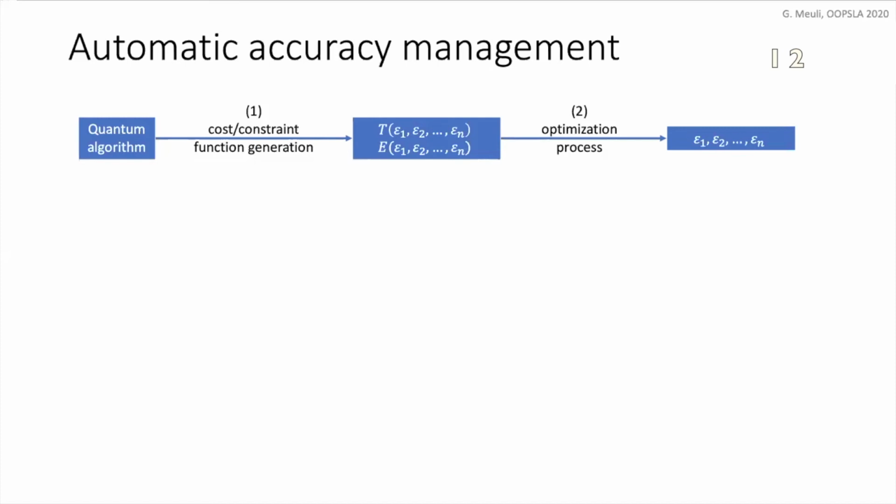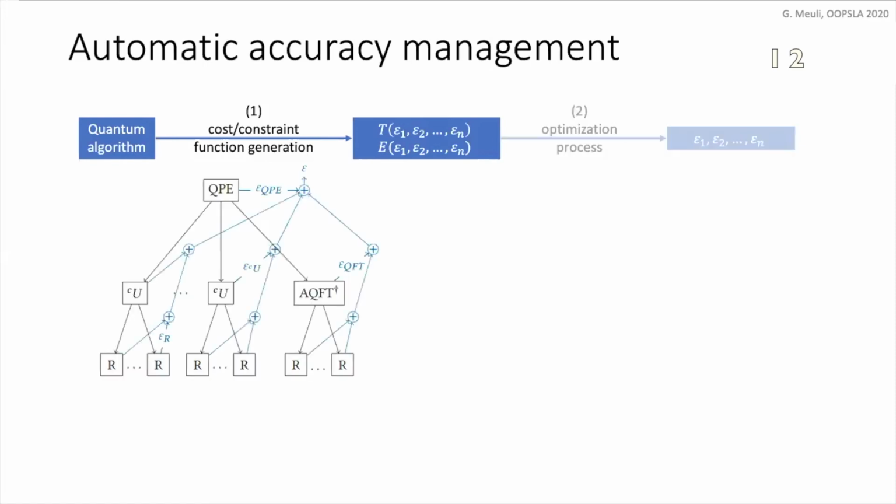The compiler generates the constraint and cost functions for the optimization problem using AST transformation directly from the source code of the quantum program. Then, it uses the generated cost and constraint functions as input for the optimization process that returns tuned values for all the approximation parameters. Let's focus on step 1.